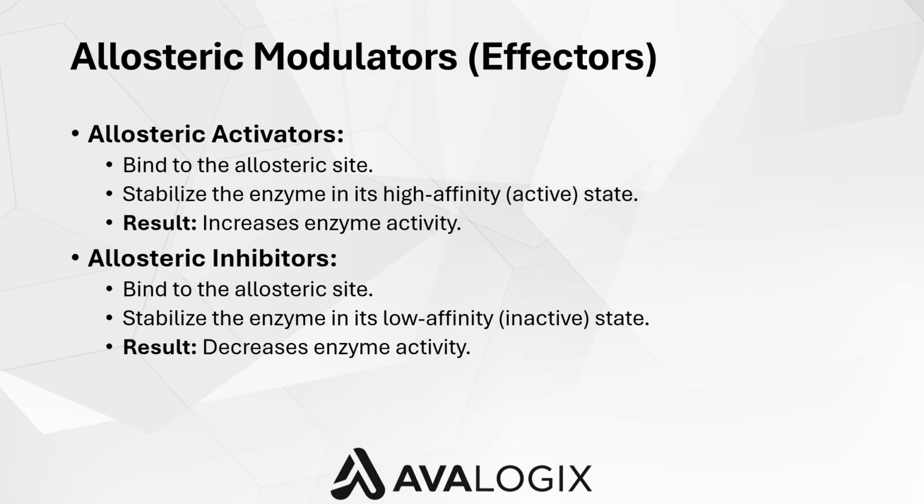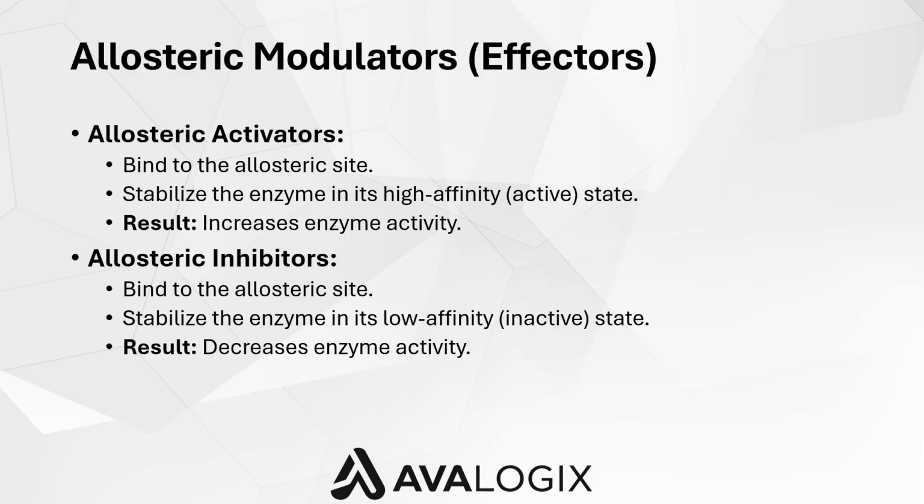This conformational change makes the active site a better, more perfect fit for the substrate, thereby increasing the enzyme's catalytic activity. You can think of it as a signal to open for business or to increase the speed limit. On the other side, we have allosteric inhibitors. When an inhibitor binds to the allosteric site, it stabilizes the enzyme in its low affinity, or inactive state. This structural shift makes the active site less receptive to the substrate, effectively decreasing the enzyme's activity. The inhibitor sends a message to slow down or shut down.